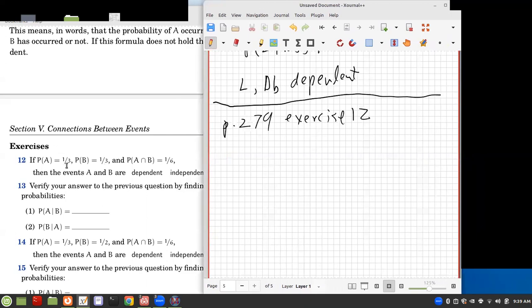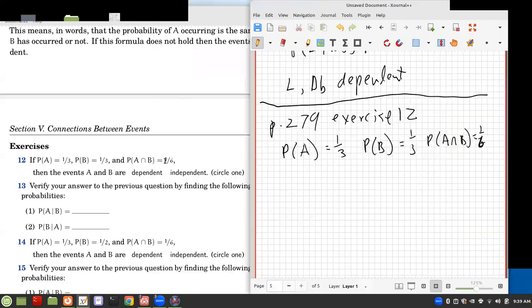Which is, it asks here, let's see, we have two events. We don't know what the overall context is. We know that the probability of A equals 1/3, the probability of B equals 1/3, and the probability of A intersection B equals 1/6. So the question is, are events A and B dependent or independent? So you would circle one of these if you were doing this on your PDF.